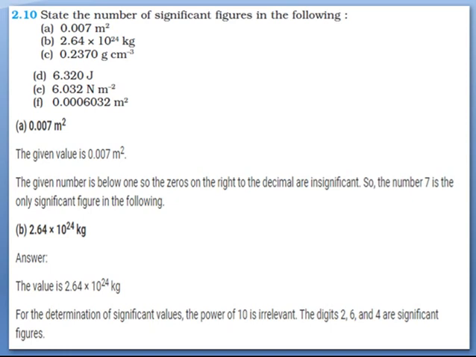See part B, that is 2.64 into 10 raised to the power of 24 kg. For determination of significant figures, the power of 10 is irrelevant. Therefore only the digits 2, 6 and 4 are significant figures. In 2.64 into 10 raised to the power of 24 kg, the total number of significant figures is 3 only.